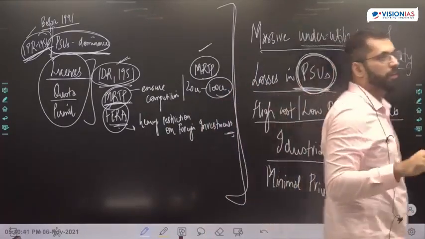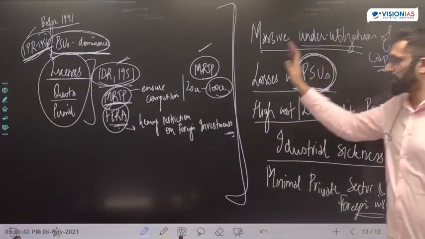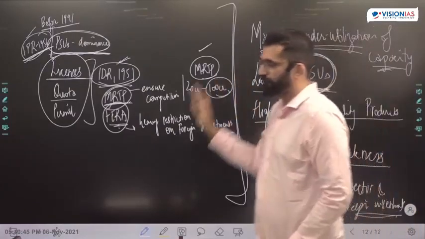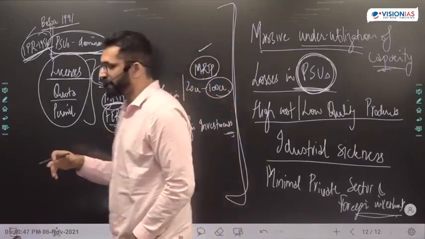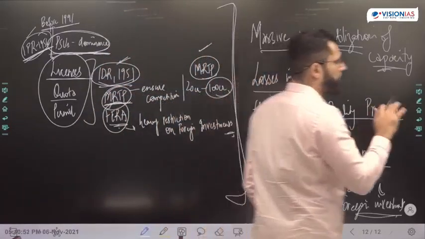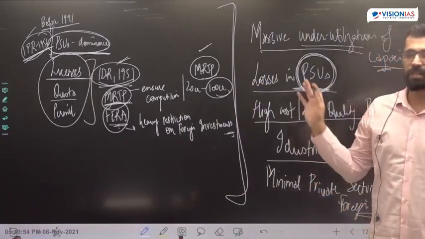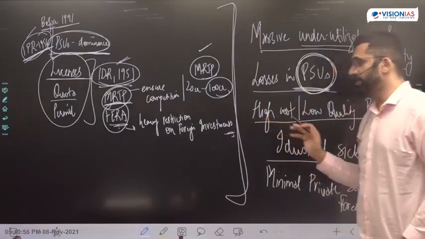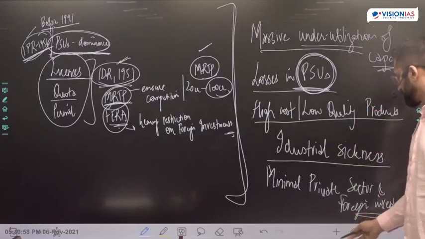This we have all written. This we have already discussed. I'm just giving you a brief overview of what exactly led to the 91 policy. This was the problem in the industries. We discussed it when we were discussing industrial structure between 1951 to 91.